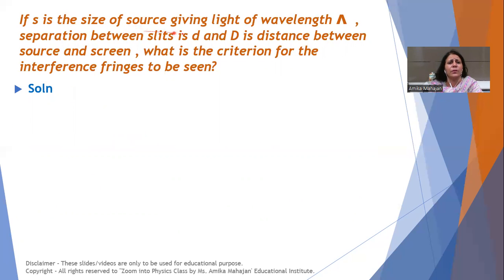If S is the size of the source giving light of wavelength lambda, separation between slits is small d, and capital D is the distance between source and screen, what is the criterion for the interference fringes to be seen? The criterion is: size of source divided by distance between source and screen should be less than the ratio of wavelength and separation between the two slits. That means small s is the size of the source and capital D is the distance between source and screen. This s by D should be less than the ratio of wavelength and separation of the two slits.